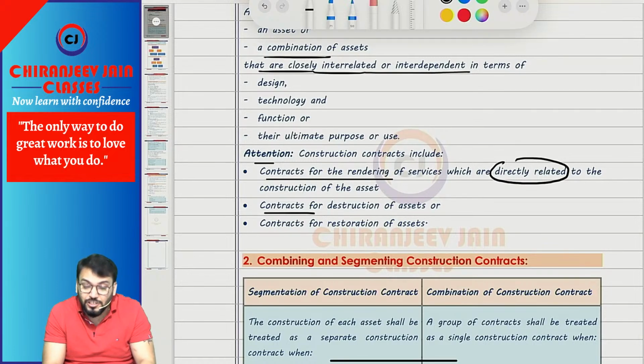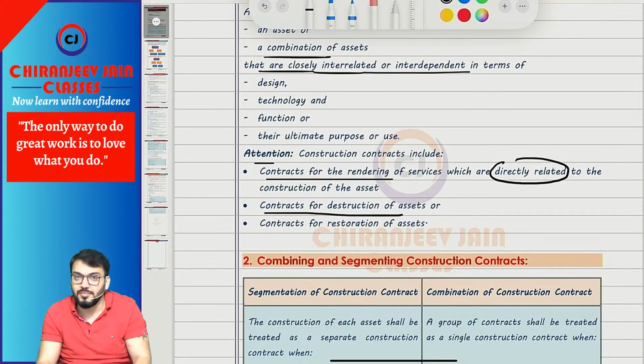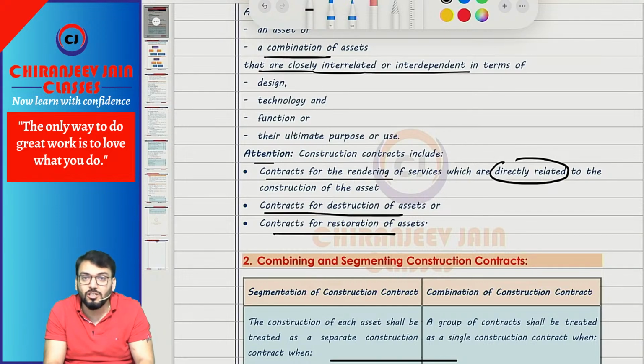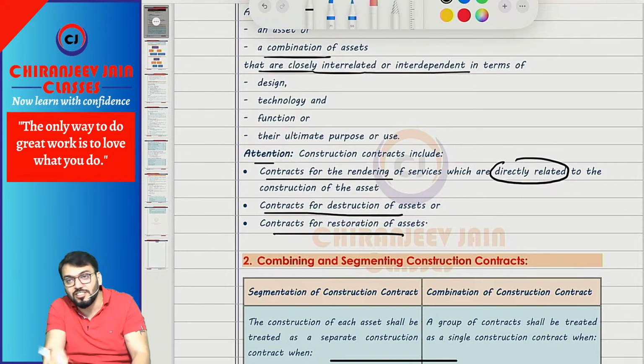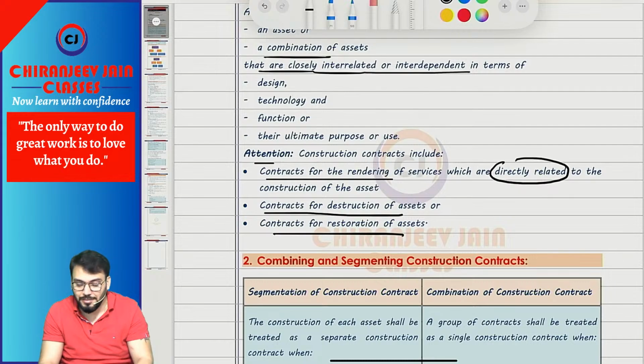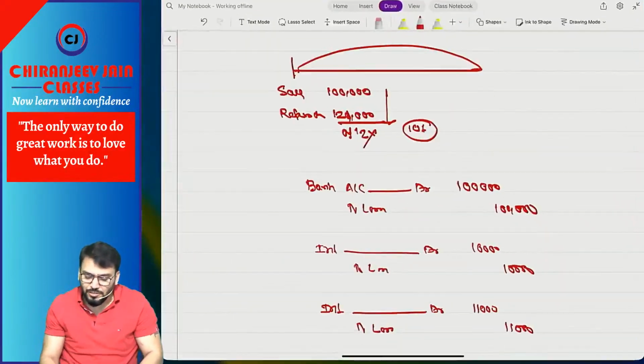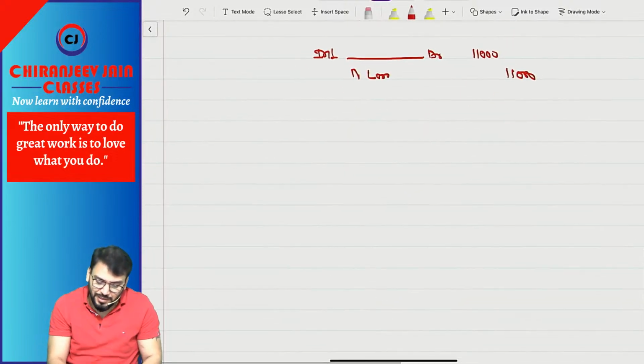Then contract for destruction of asset. Any contract for destruction of asset will also be covered in AS7. So construction will include destruction also. It will also include restoration of asset. The restoration means first destruction, then construction. So that will also be covered in AS7. Okay. Understood?